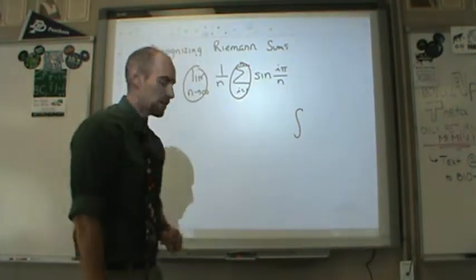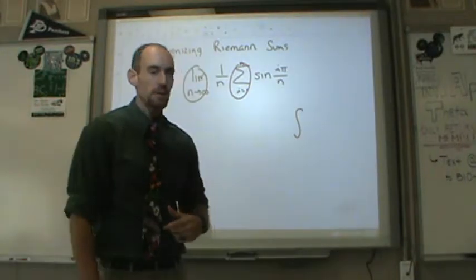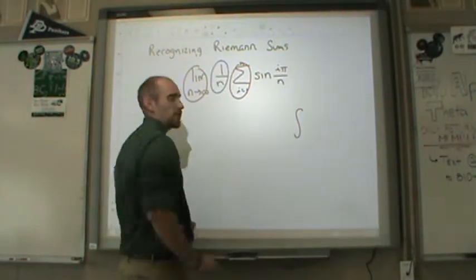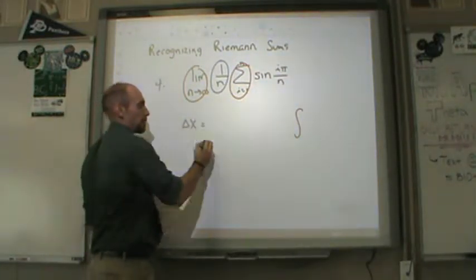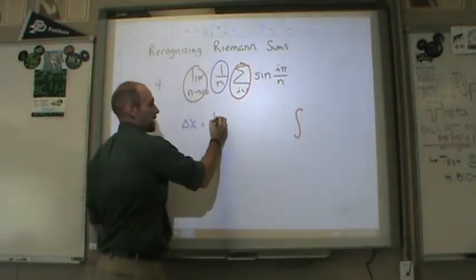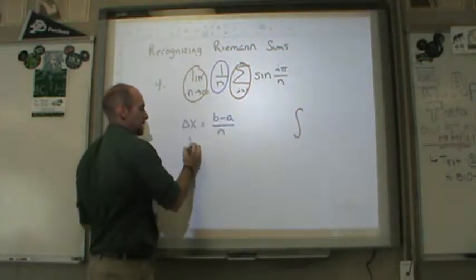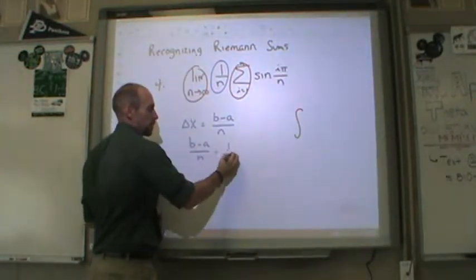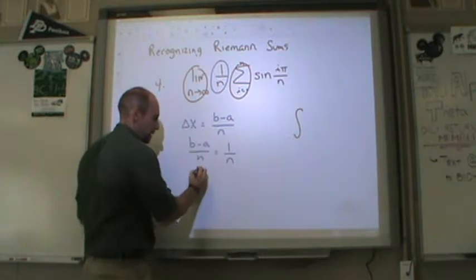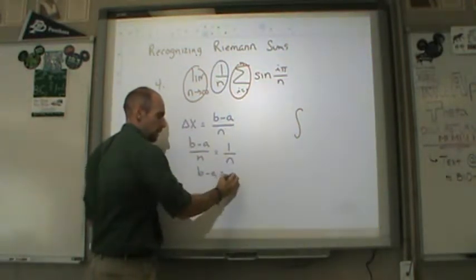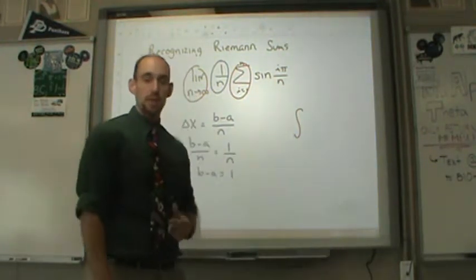Now I'm going to take my next color. With that next color, I'm going to look for a number over n. In this case, I have 1 over n sitting out front. That 1 over n is going to represent my delta x. Remember from our lesson with Riemann sums, this delta x was b minus a over n. So b minus a over n is equal to 1 over n. This doesn't give me a whole lot of information right now, but it does tell me that b minus a is equal to 1. And remember, a and b represent the limits, so the difference between those two numbers is 1.